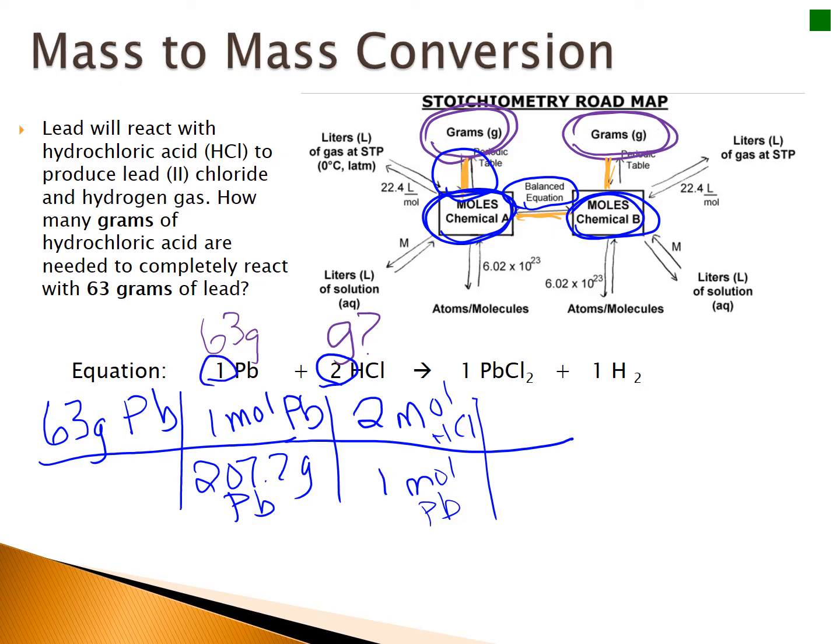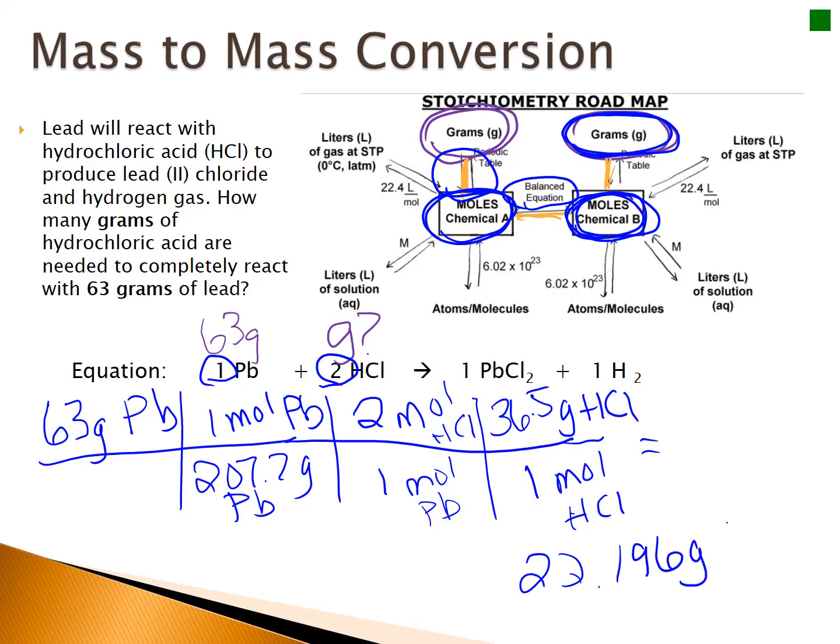And now I'm at moles of my HCl, and now I'm ready to go to grams of my HCl using the molar mass. So we're going to put moles of HCl on the bottom. We're going to put grams of HCl on the top using the molar mass of HCl, which is 36.5 for every 1 mole of HCl. So you're going to multiply and divide it out.